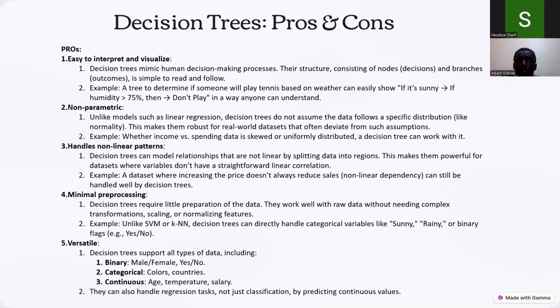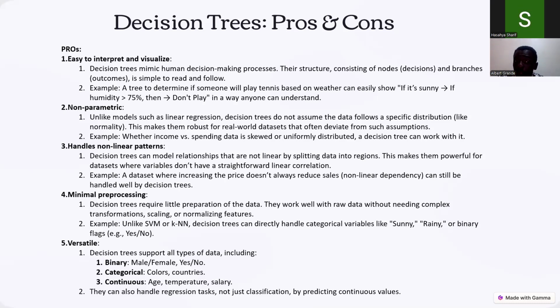And then the minimal pre-processing. Decision trees require little preparation for the data, and they work well with the raw data without needing complex transformations, scaling, or normalizing the features. In contrast to examples like SVM and KNN, decision trees can directly handle categorical variables like sunny, rainy, binary flags, etc.